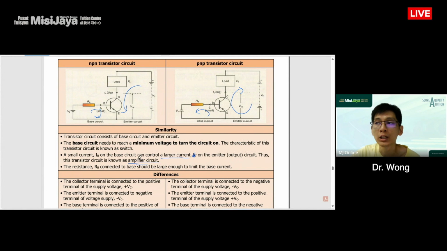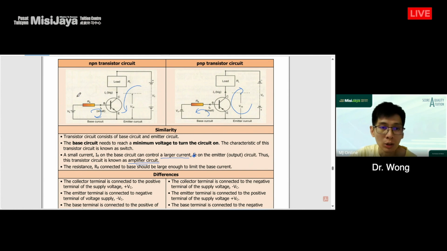So remember the function of the transistor, where the first function is used as an amplifier. Amplifier means we amplify, we magnify the magnitude of the current. So the resistor RB connected to the base should be large enough to limit the base current. So as you can see here, we have one RB, the same as this RB.